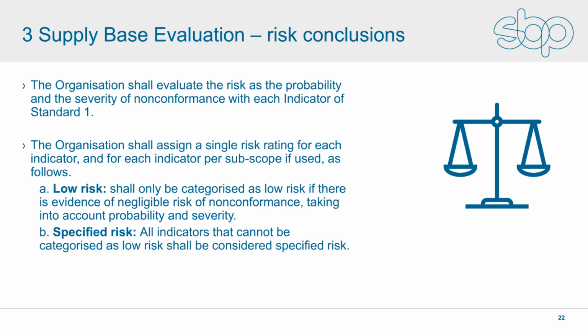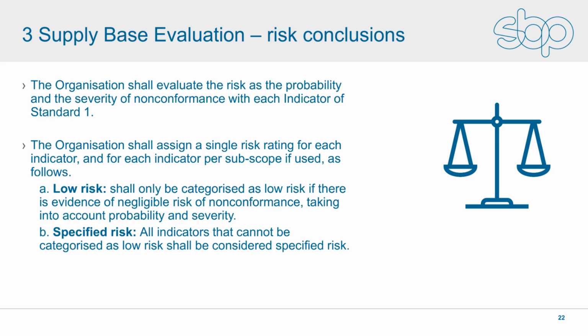Where an SBP regional risk assessment is available, the biomass producer does not conduct the risk assessment itself. The RRA provides the conclusions. Where no RRA exists, the biomass producer develops its own assessment. If the organization uses subscopes for any indicator, each subscope is evaluated independently and each one ends with a single risk rating. There are only 2 possible ratings: low or specified.